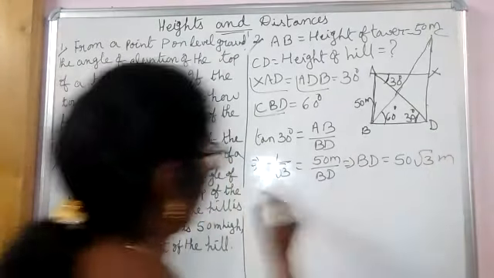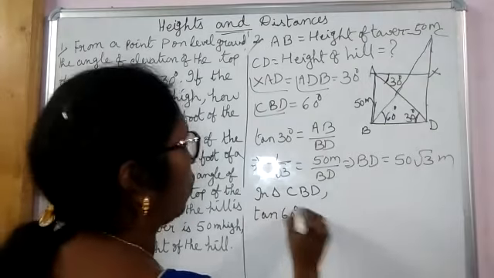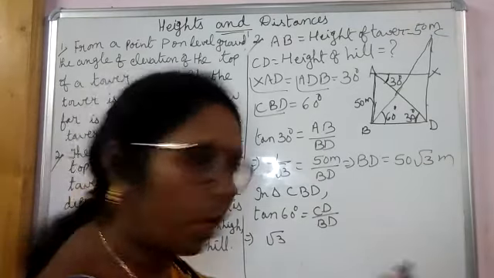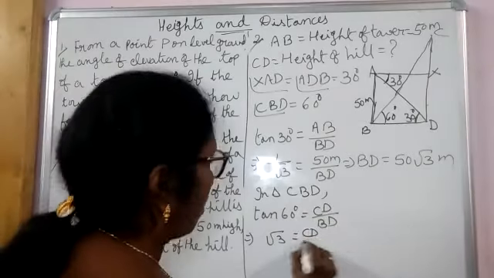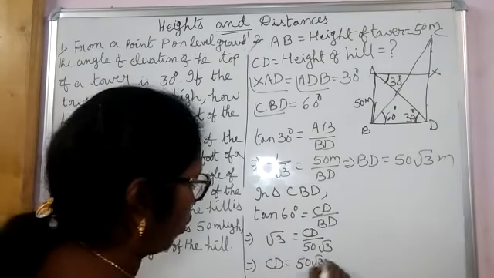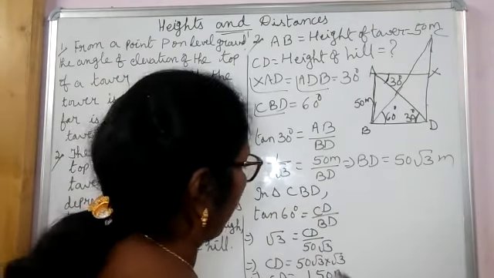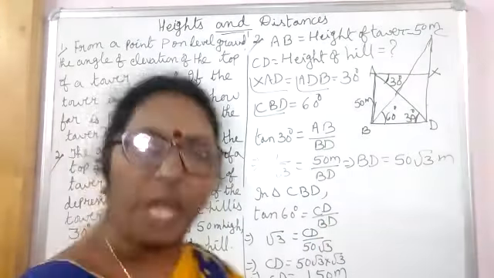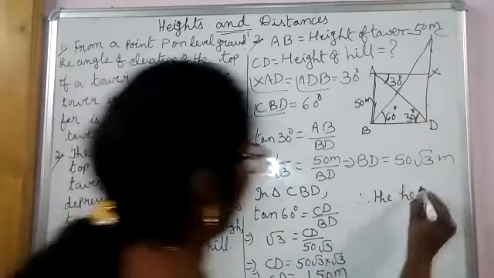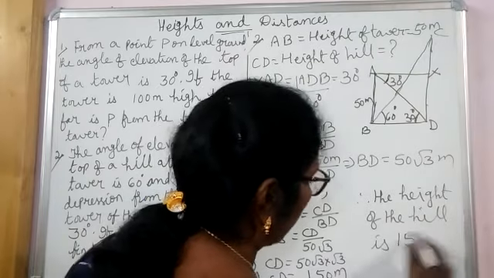Now you see, in triangle CBD, what happens? Tan 60 degrees equals CD by BD. The tan 60 degree value is root 3, from trigonometric standard angles you know. CD we don't know, BD is 50 root 3. So if you cross multiply, you will get CD equal to 50 root 3 into root 3. That implies CD is equal to root 3 times root 3 is 3, 50 threes are 150 meters. CD, the height of the hill, we have found out. Therefore, the height of the hill is 150 meters.